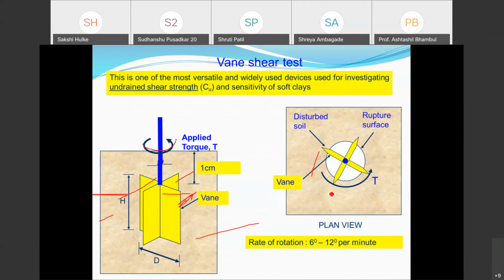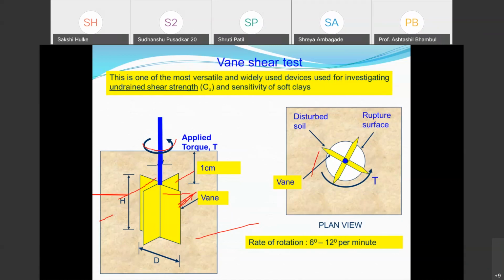So what is shown here, these are the plan. So when I am rotating it with the help of the torque applied, it will be shearing the soil. Okay. So we will try to measure a torque which will make the soil fail.